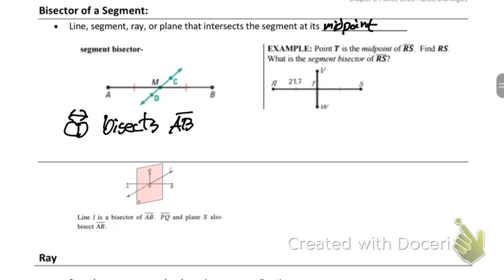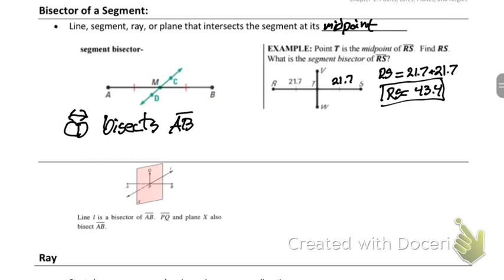All right, our next example says point T is the midpoint of RS. So let's look at T being the midpoint of RS. Well, that means RT is congruent to TS. So this distance is also 21.7. All right, find RS. Well, that's not too hard. We just wrote that in, basically. RS is just going to equal 21.7 plus 21.7. Well, that means RS is just going to equal 43.4. Easy enough.